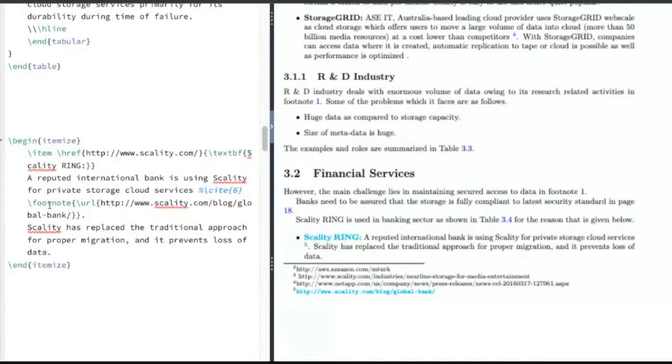Another thing is this footnote. Instead of giving hyperreferencing directly to that particular link, you can use the \url command. The \url command indicates that this information is actually part of a URL. So you can use \url for making a hyperlink, or you can use href to make a text with a hyperlink for a URL.